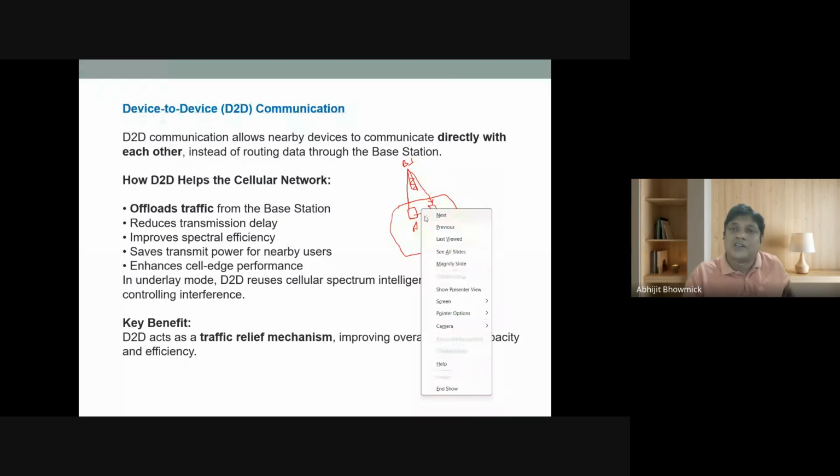If they send directly, obviously you can see, there is less traffic upload to the base stations. So base station would be free from this traffic. So this is how the D2D communication concept came. So what is D2D communication? It allows nearby devices to communicate directly with each other instead of routing data through the base station. How does D2D help the cellular network? It offloads traffic from the base station and reduces transmission delay. Obviously, if A sends directly to B, it will take less time.